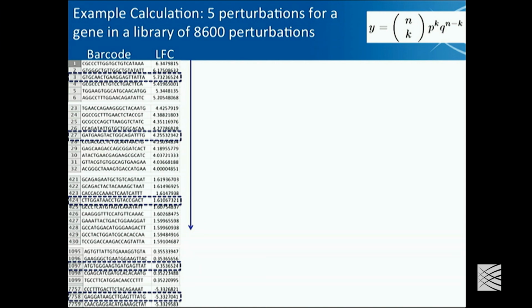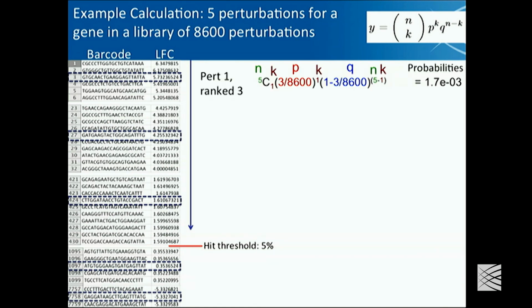So what you then go ahead and do is pick a hit threshold. Here in this example, we've picked a hit threshold of 5%, and this divides your entire input list into hit guide RNAs and non-hit guide RNAs, or basically signal and noise. This is a user-defined hit threshold, so it's sort of an arbitrary number that you can pick. Once you've picked your hit threshold, you then start calculating probabilities. So you have your perturbation 1 that targets this gene, which is ranked 3 here.